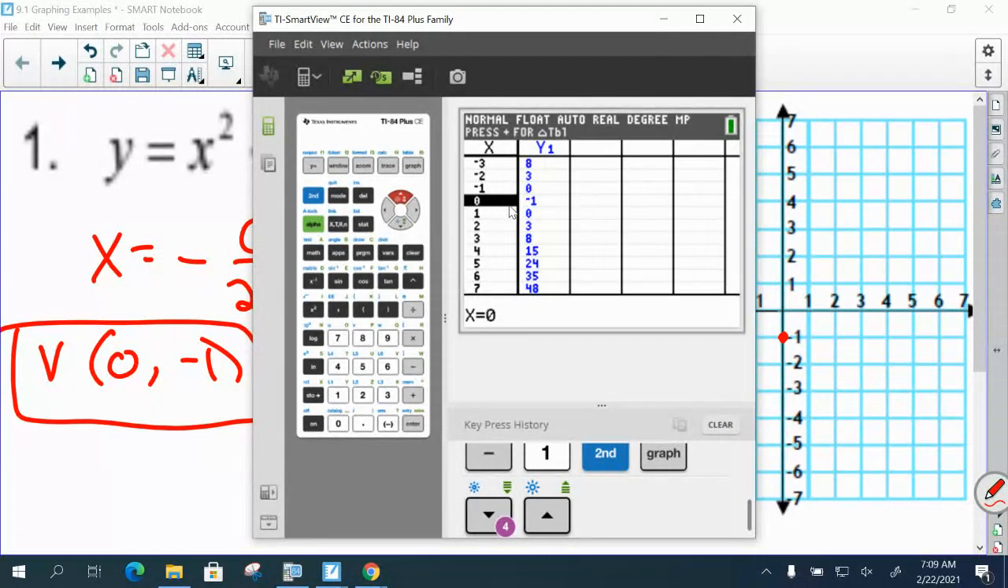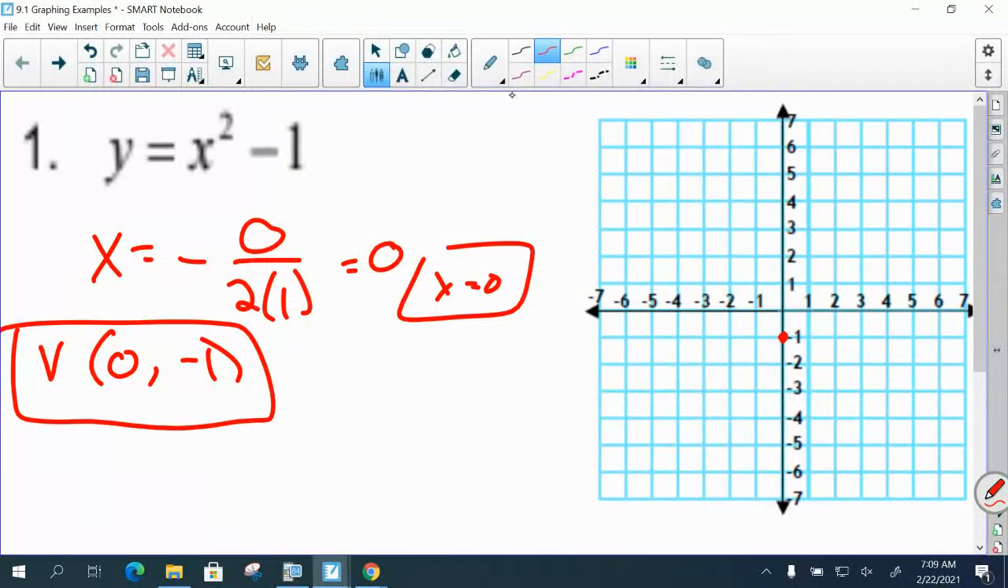Okay, so the next points we would need to plot: at 1 and negative 1, it's at 0. At 2 and negative 2, it's at 3. And at 3 and negative 3, it's at 8. So we're going to plot all of those points.